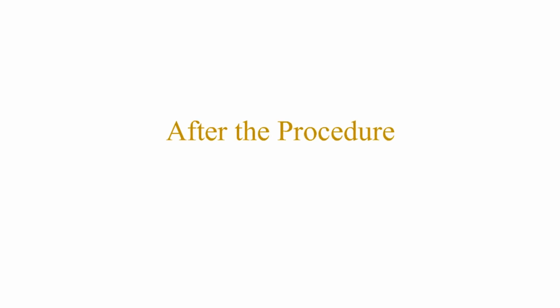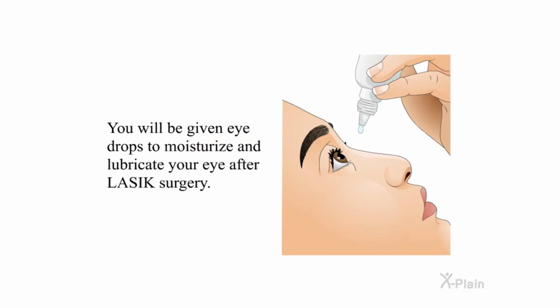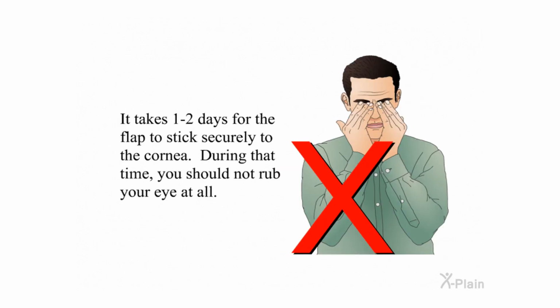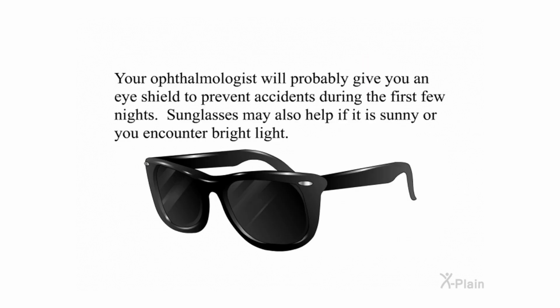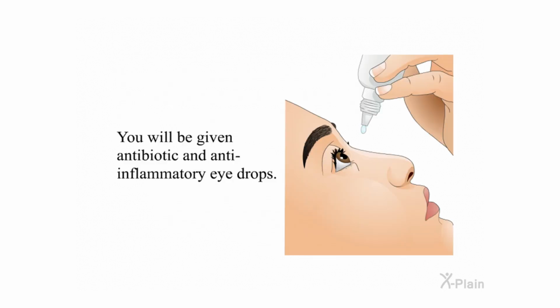After the procedure, you will be given eye drops to moisturize and lubricate your eye after LASIK surgery. It takes 1 to 2 days for the flap to stick securely to the cornea. During that time, you should not rub your eye at all. Your ophthalmologist will probably give you an eye shield to prevent accidents during the first few nights. Sunglasses may also help if it is sunny or you encounter bright light. You will be given antibiotic and anti-inflammatory eye drops.